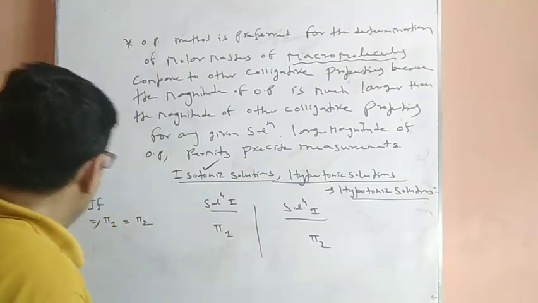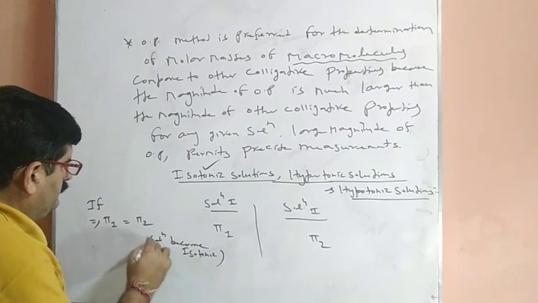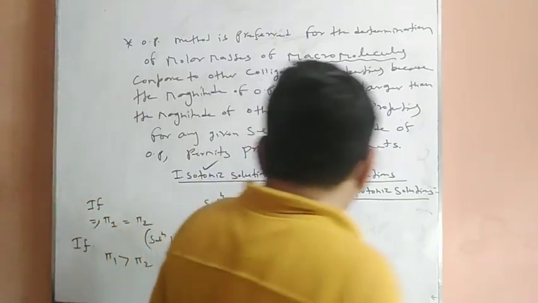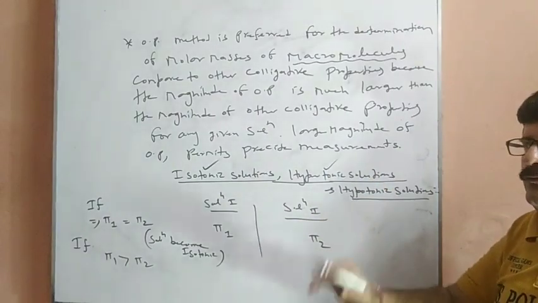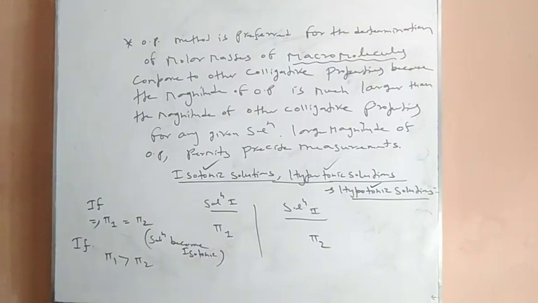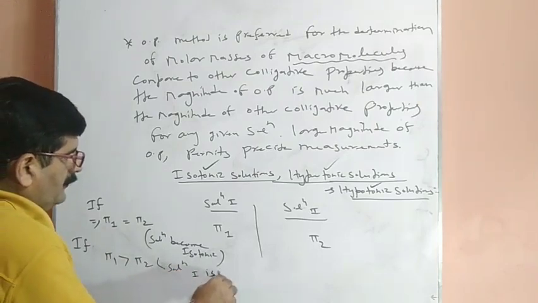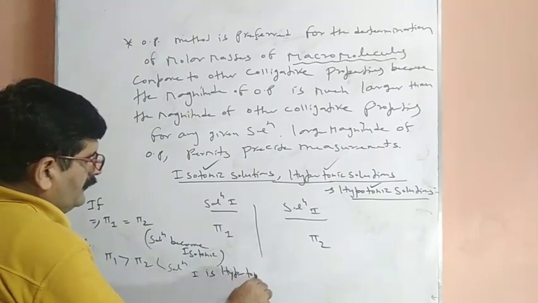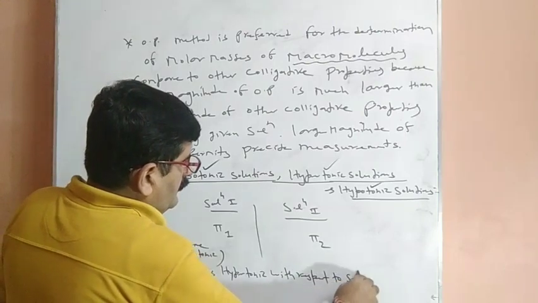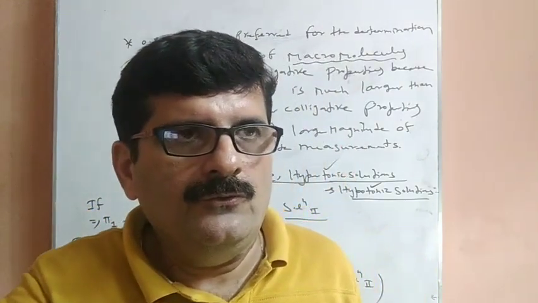Isotonic means what? Similar. Solutions become isotonic. If pi 1 is greater than pi 2, then we can say solution first is hypertonic with respect to solution second, or we can say solution second is hypotonic with respect to solution first.